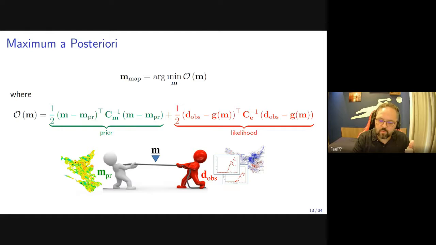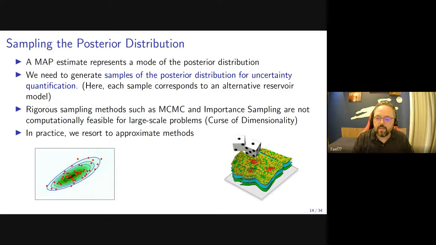But again, I don't want to do the MAP. I want to do sampling. And how can I sample a posterior distribution? There are several ways. One way would be Markov chain Monte Carlo or importance sampling, which are rigorous methods in a way that they converge to the actual distribution, so they're really nice.